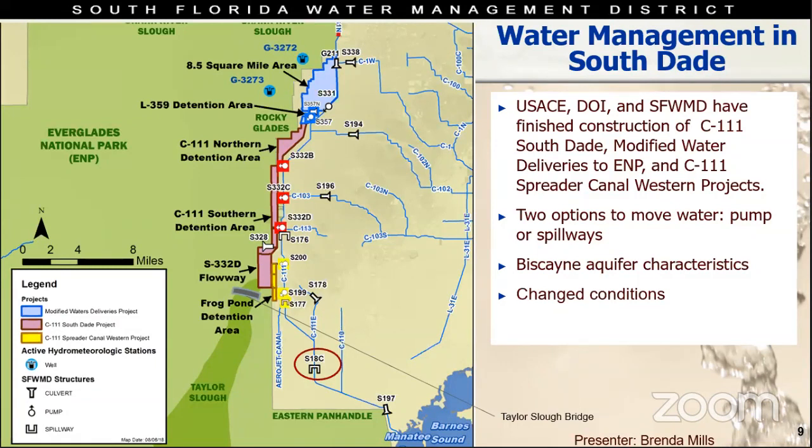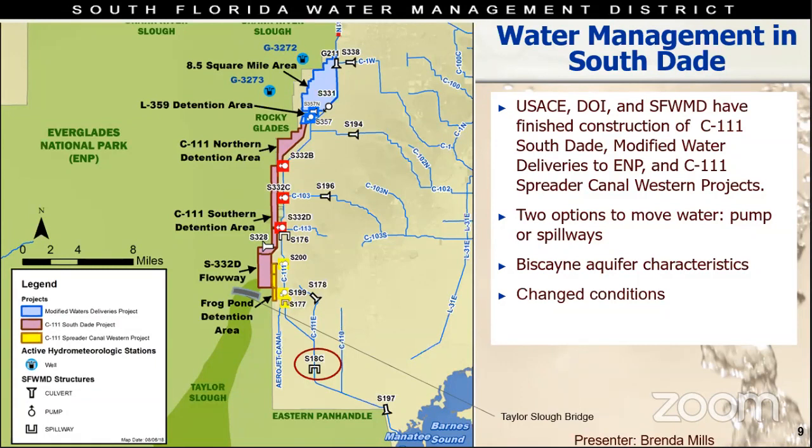As time has advanced, the Corps, DOI, and the Water Management District have finished construction of a series of levees, detention areas, and pumps shown on the map in the blue, pink, and yellow features that create a 15-mile long, 1 mile wide buffer between the park and the L31 and C-111 canals. So now we have two options of how to move water. You can either pump it into the detention areas, or you can send it south. And of course, there's always a small amount of water that makes its way east towards the coastal structures.